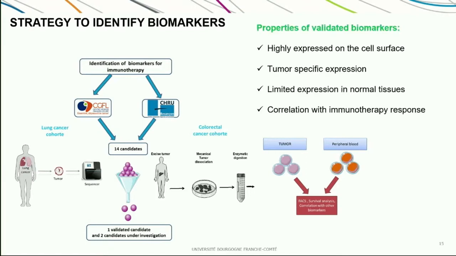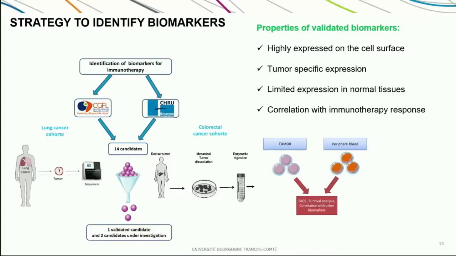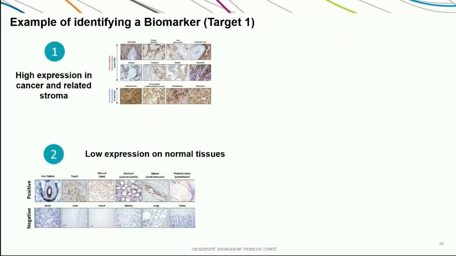What we are looking for is a biomarker that is highly expressed on the cell surface, because we need an imaging agent that will bind and will not enter the cells. We need, of course, a tumor-specific expression, limited expression in normal tissue, and, of course, correlation with immunotherapy response. So this is the first target that has been identified.